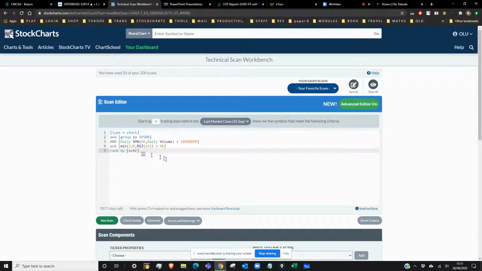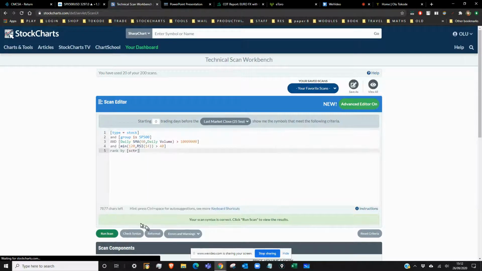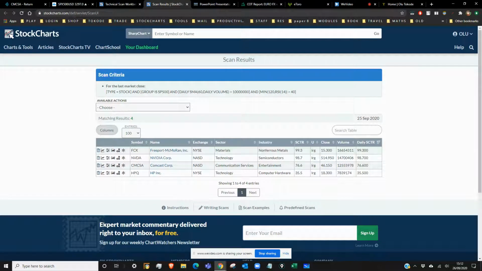Five lines of code. I'm looking for a stock that is in large caps, that has a daily trading volume on average of 10 million shares, and over the past 120 days, its RSI 14 has not closed below 40. That is, it has maintained its uptrend. And I'm going to rank that by scooter. So check my syntax. It's all good. Scan. Only 4 stocks.